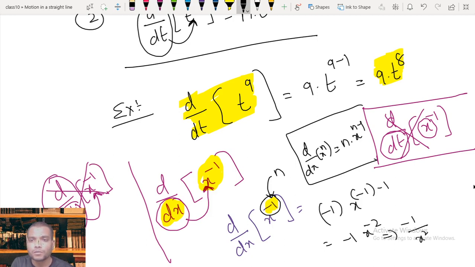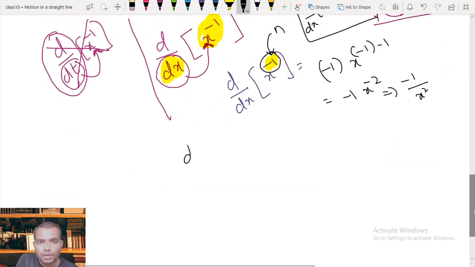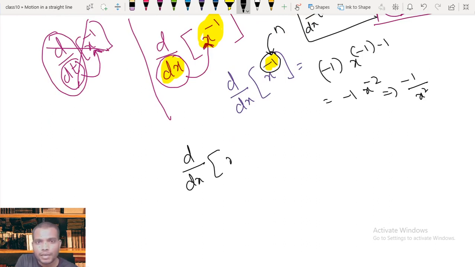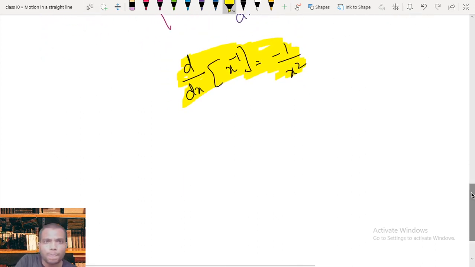So the value of d by dx of x power minus 1 is equal to minus 1 by x square. Okay, so this is the way to apply differentiation. Like this, we have certain formulas, and by using the formulas for differentiation we can solve these problems. Now let us do one more example here.